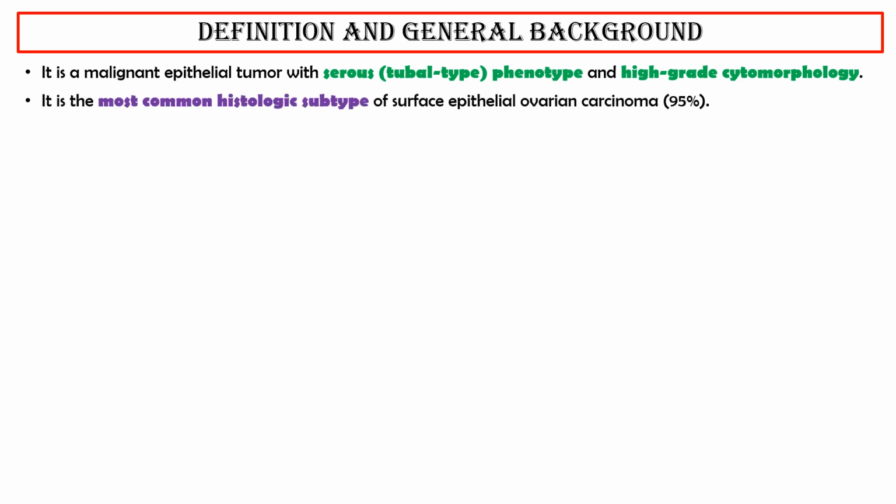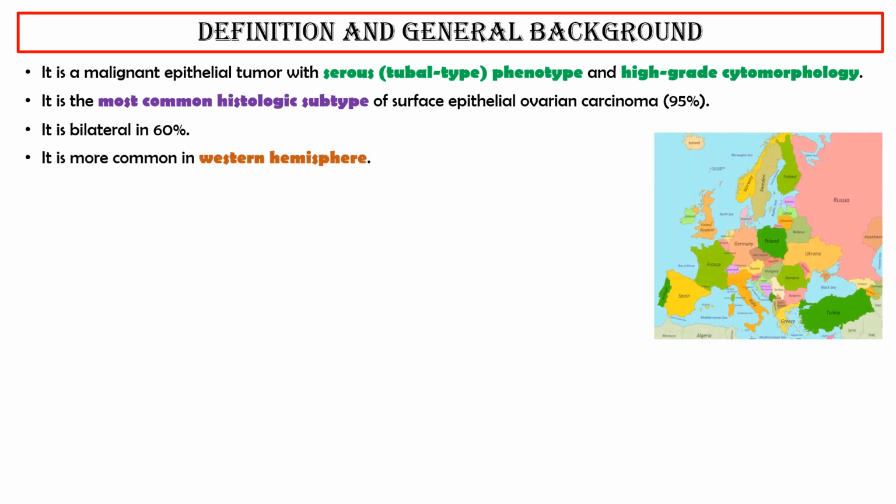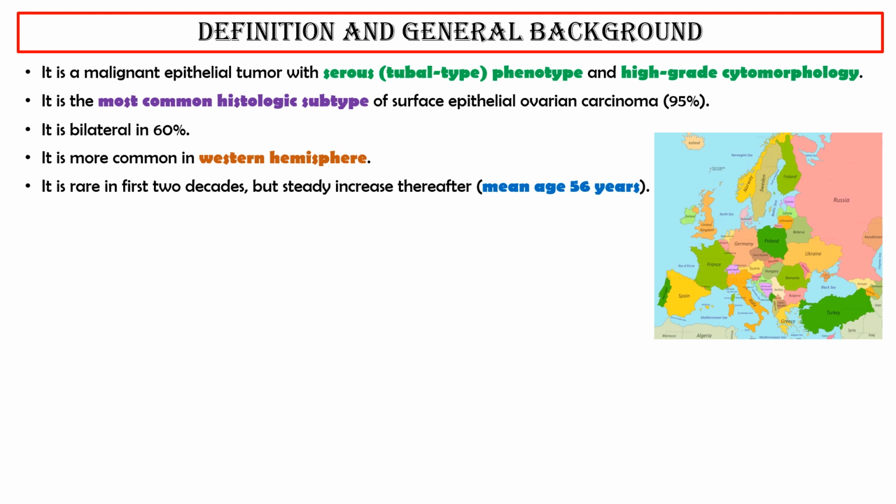It is the most common histologic subtype of surface epithelial ovarian carcinoma, 95%. It is bilateral in 60%. It is more common in the Western Hemisphere. It is rare in the first 2 decades, but there is a steady increase thereafter.